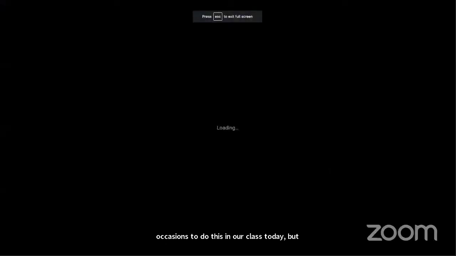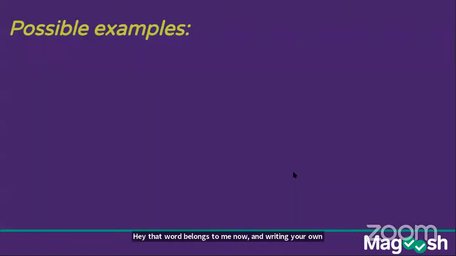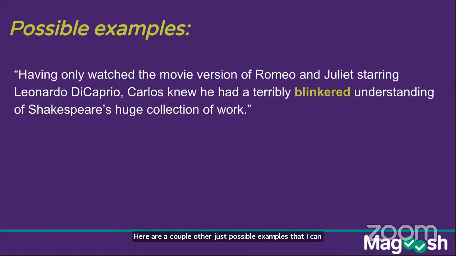But that's the kind of thing that you might want to do because even using a word once is going to do this cool thing in your brain where your brain says, hey, that word belongs to me now. And writing your own example sentence is a great way to do that. Here are a couple other possible examples that I came up with. Having only watched the movie version of Romeo and Juliet, starring Leonardo DiCaprio, Carlos knew he had a terribly blinkered understanding of Shakespeare's huge collection of work. He's only watched a movie based on one play. Yeah, it's a pretty narrow or limited understanding of Shakespeare's work.